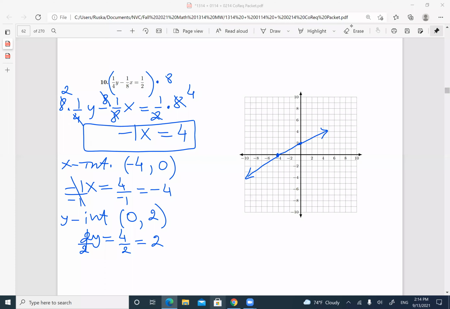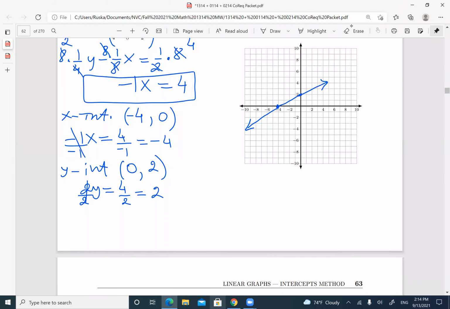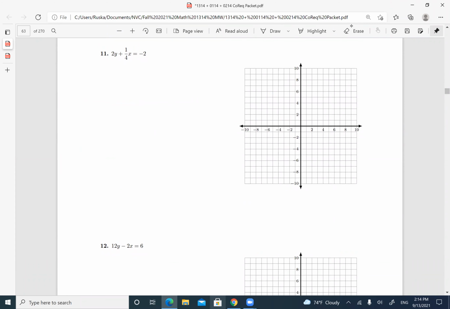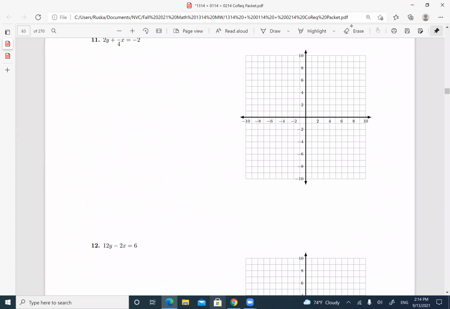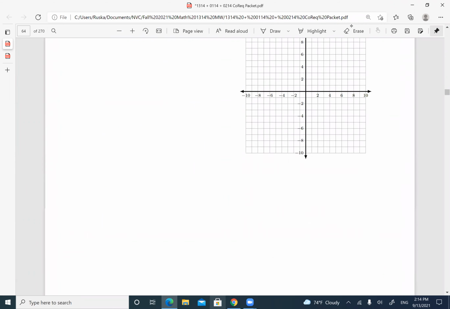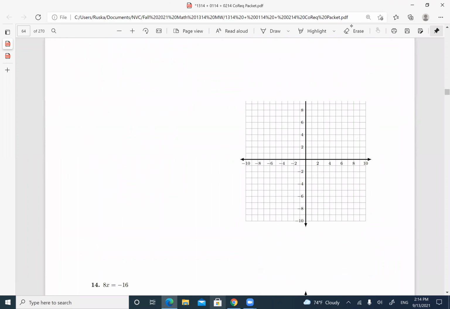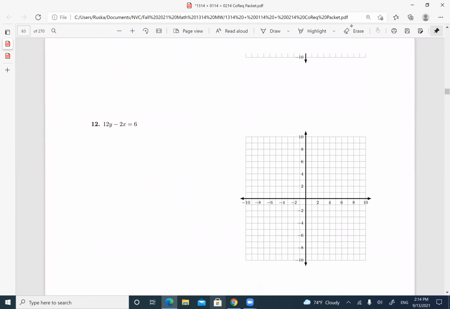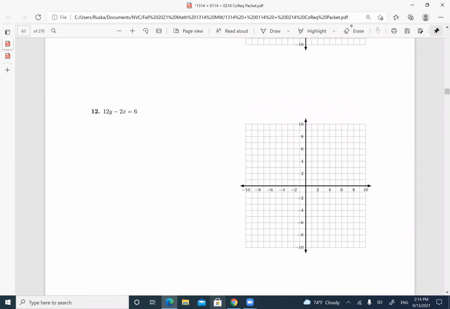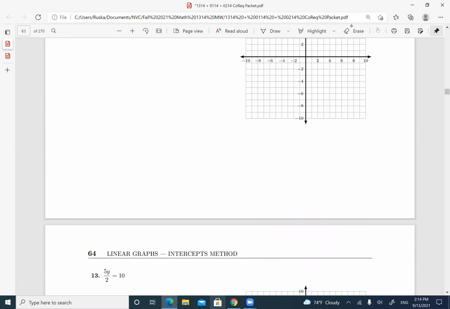Okay, so that's the graph for number 10. So now let's go ahead and continue with, let's just graph a few more like this, number 11 and number 12. And then you can do 13 and 14, they are more interesting, right? Because 11 and 12, they're the same, we just did. If you have a fraction, you can get rid of the fraction and graph it. 12 doesn't have a fraction, so just put 0 for x, 0 for y and solve it.